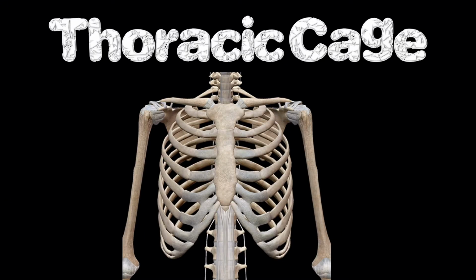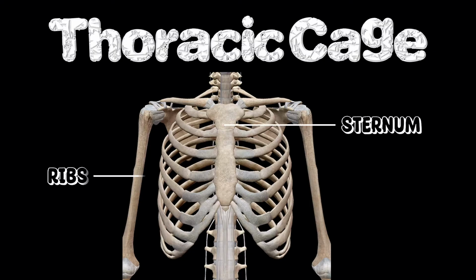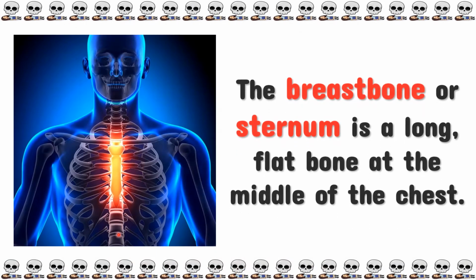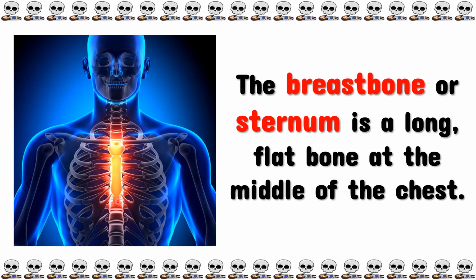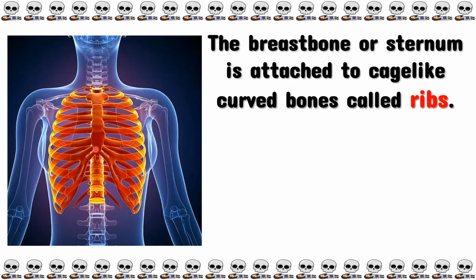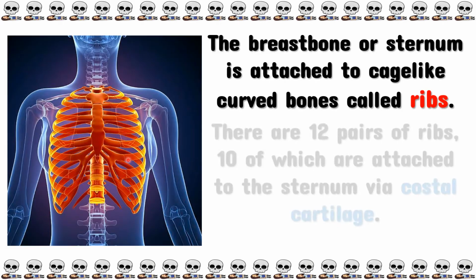Let's now discuss the thoracic cage. This comprises the sternum and the ribs, as well as a lot of costal cartilage. This is the sternum or breastbone. The breastbone or sternum is a long flat bone at the middle of the chest. The breastbone or sternum is attached to cage-like curved bones called ribs.